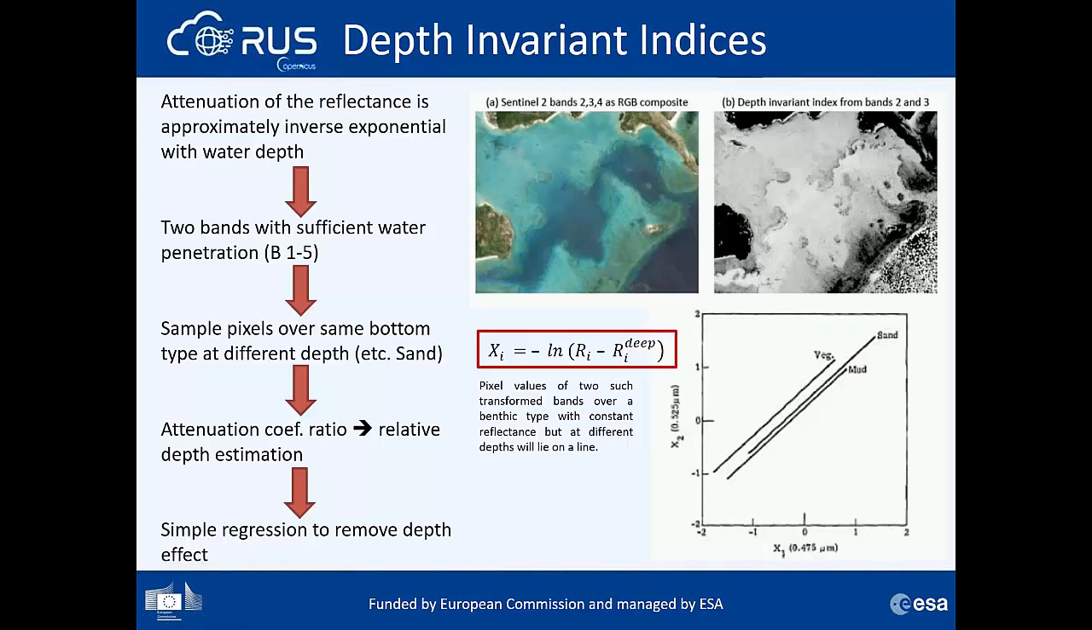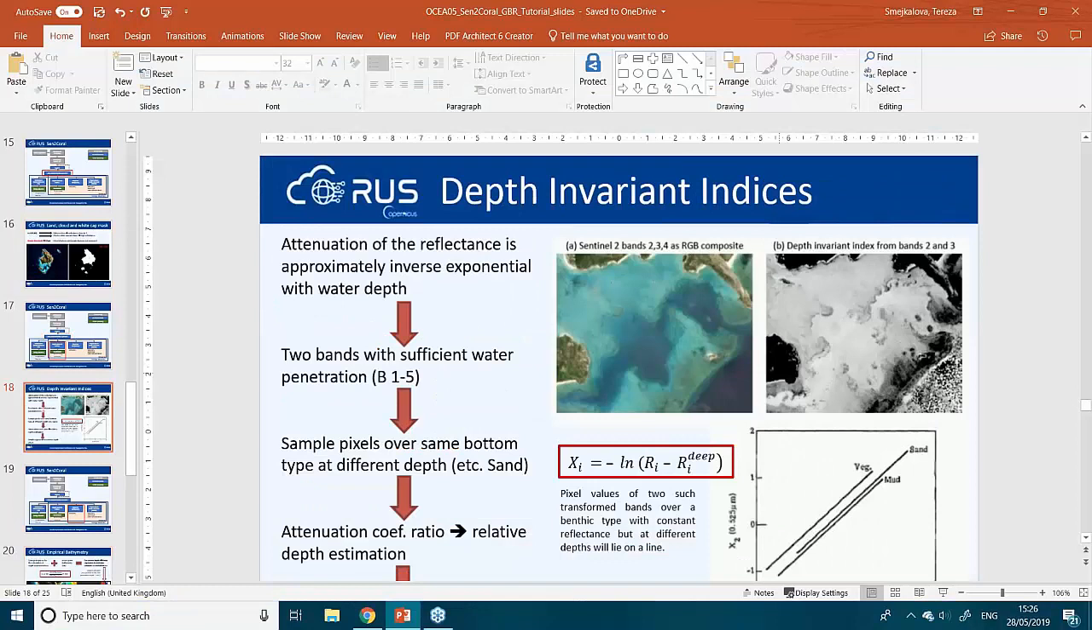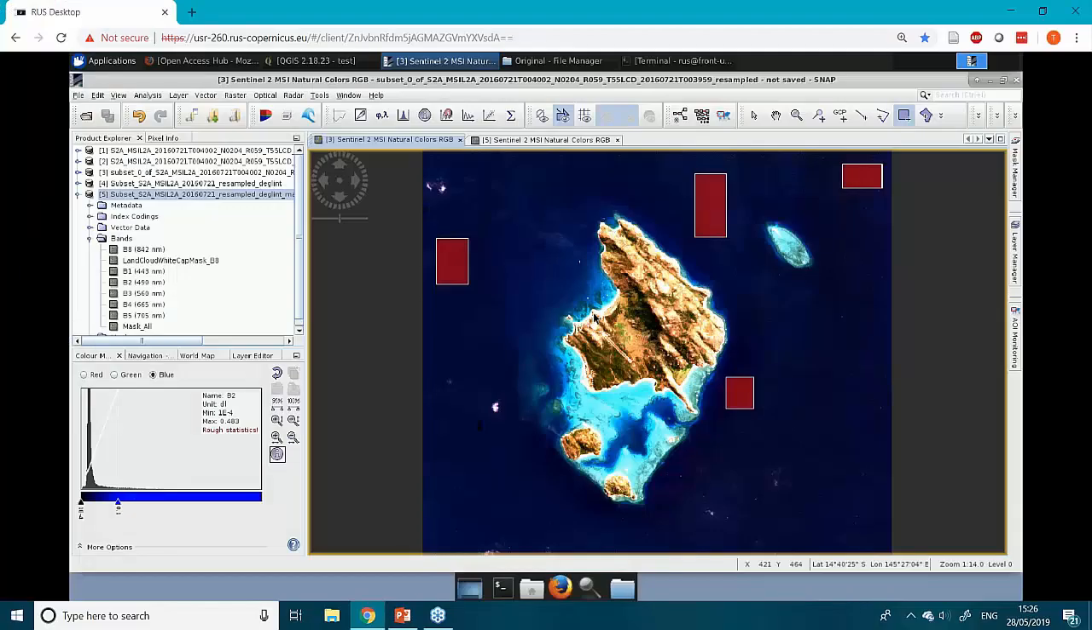Okay, so let's go back. So here we go. Now we need to create two different types of polygons. We need to create polygons over the deep water regions, as a reference low value, and then we need to create polygons over the same bottom type, as I've mentioned, which will be used to calculate this ratio. For example, sand areas, as I mentioned already, are good because due to the brightness, they provide a very good signal-to-noise ratio for this purpose.